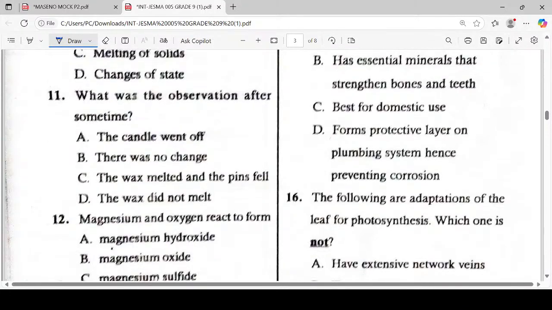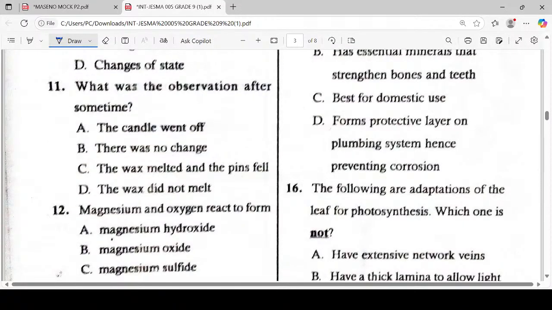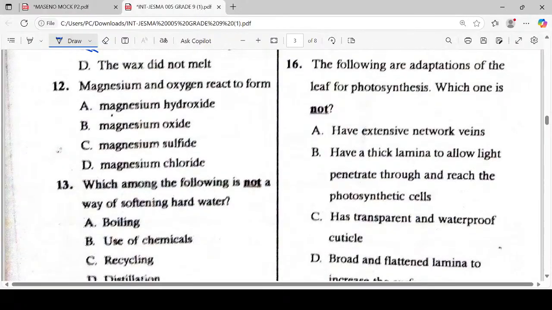So the candle went off, no. There was no change, no. The wax melted and the pins fell, yes. The wax did not melt, no. The wax melted because the metal rod is a good heat conductor. Therefore, it conducted heat, making the wax melt.